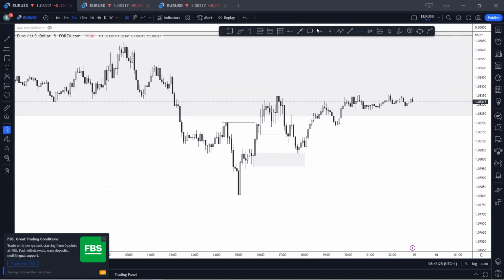Okay, so now after we react into this order block, we expect price to come back again to take this external liquidity right here. All right, so this is what we are expecting on the 5 minutes on EURUSD. So let's see how it's going to happen.